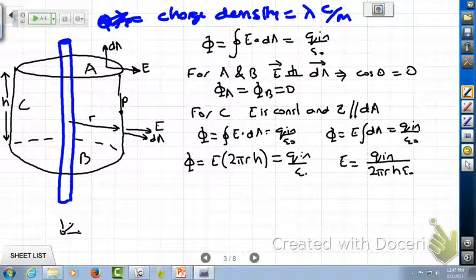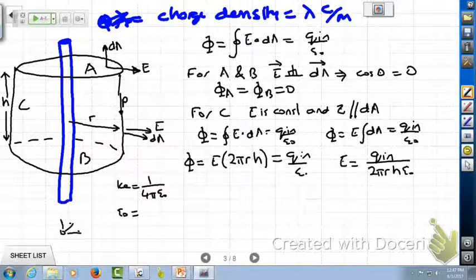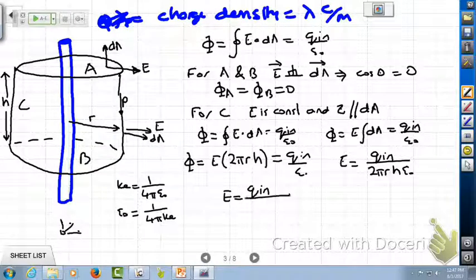Now I've got to do a little bit of head scratching here because Ke is equal to 1 over 4 pi epsilon naught. So let's substitute for epsilon naught. Epsilon naught is equal to 1 over 4 pi Ke. Did I do that right? Yeah, just swap those two over. So E is equal to Qn over 2 pi R H times, not epsilon naught, we're going to have 1 over 4 pi Ke.